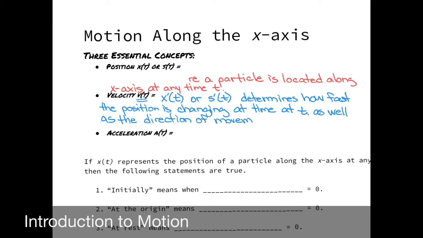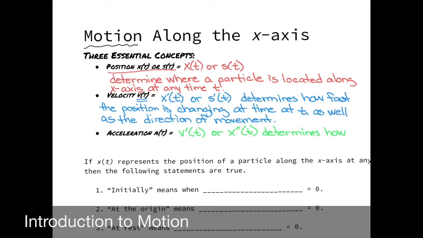And the third aspect of motion that we will focus primarily on is acceleration. Now, acceleration can be represented as the derivative of velocity or the second derivative of position. And acceleration determines how fast the velocity is changing at time t.